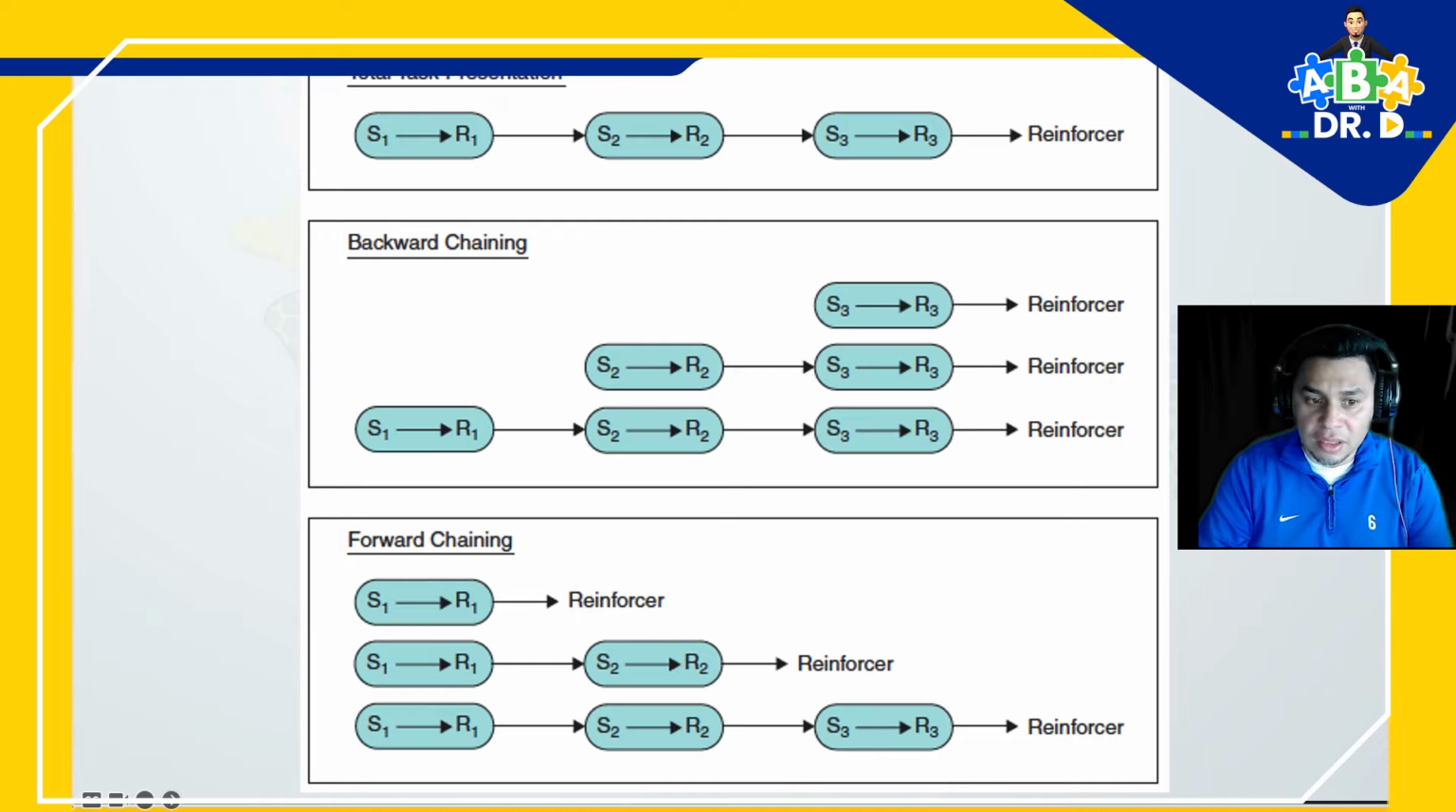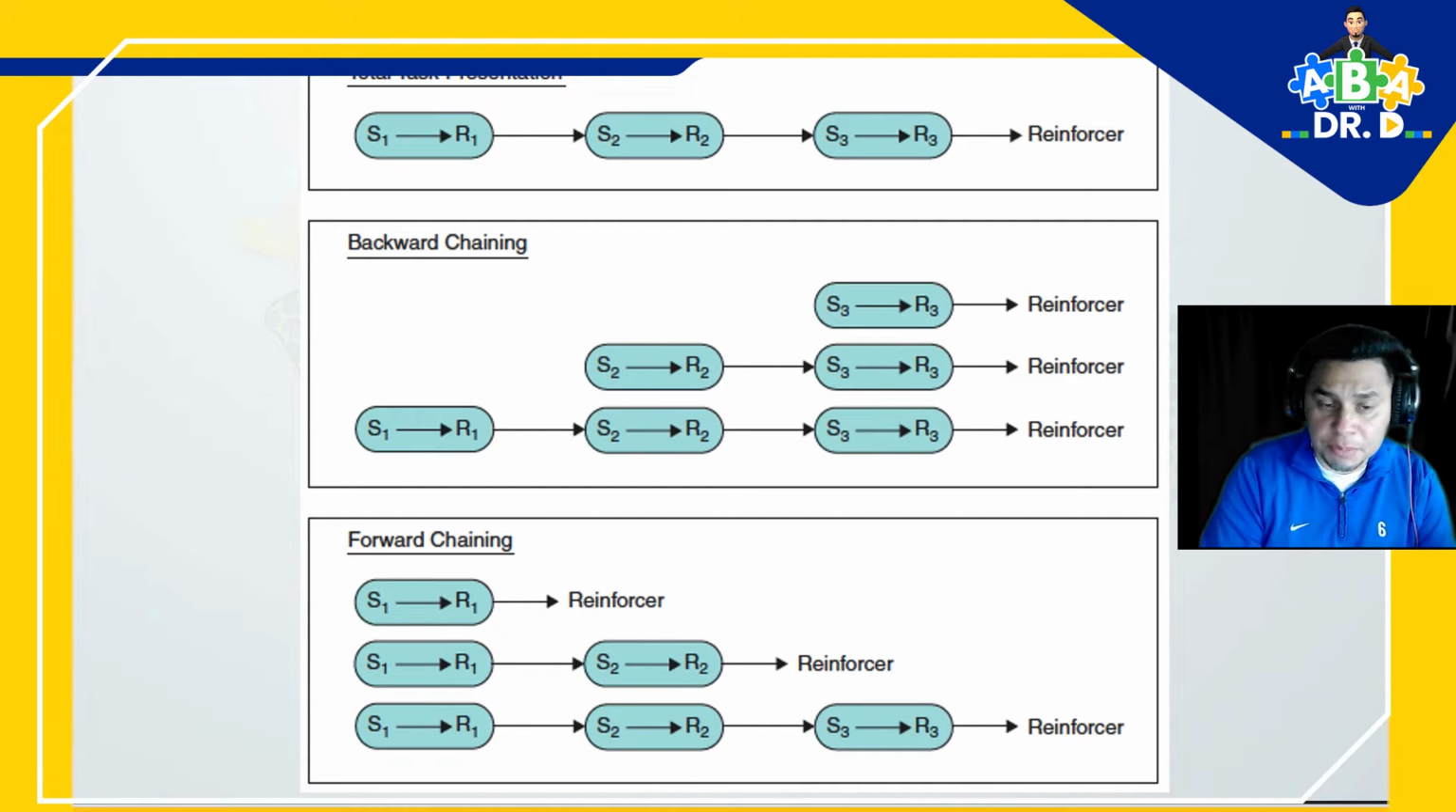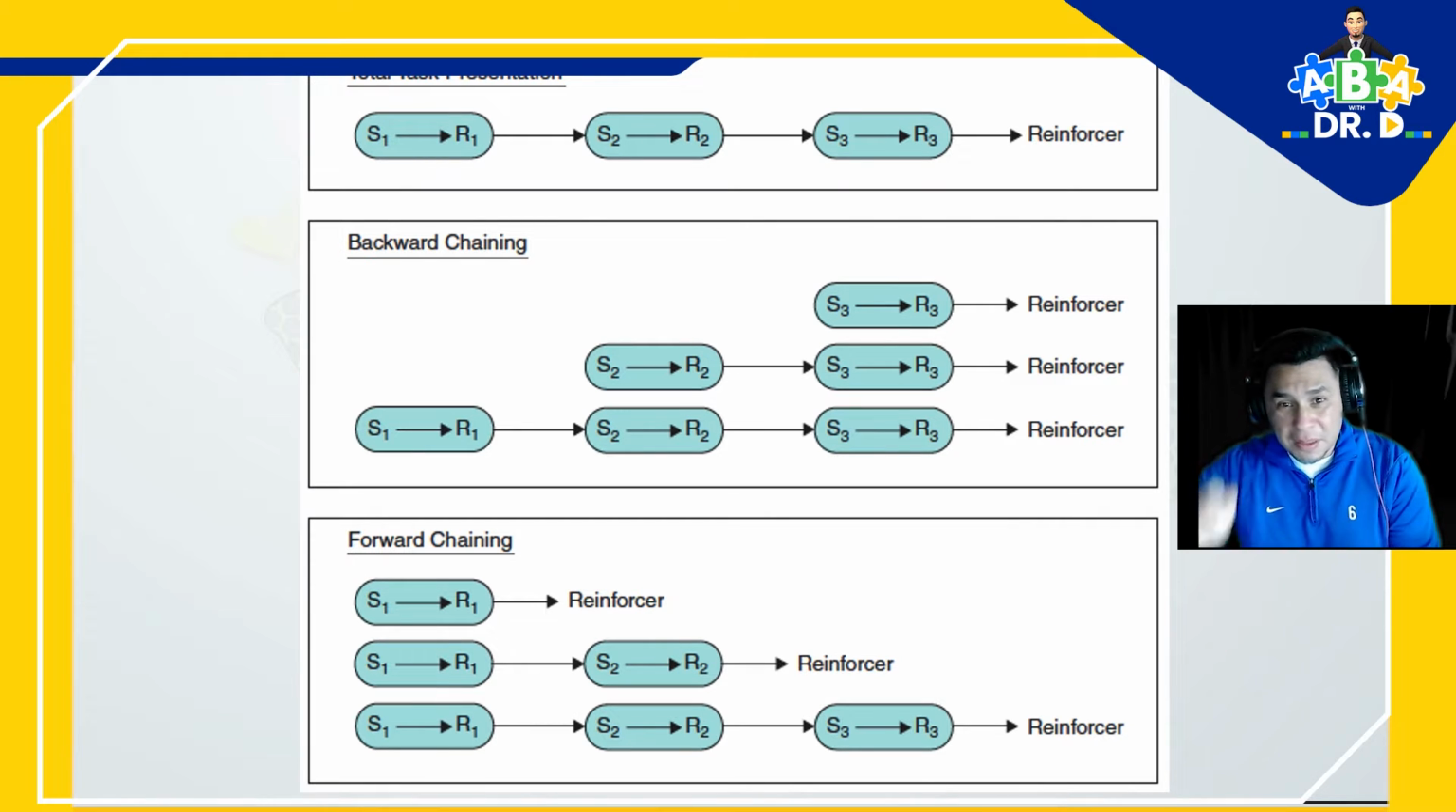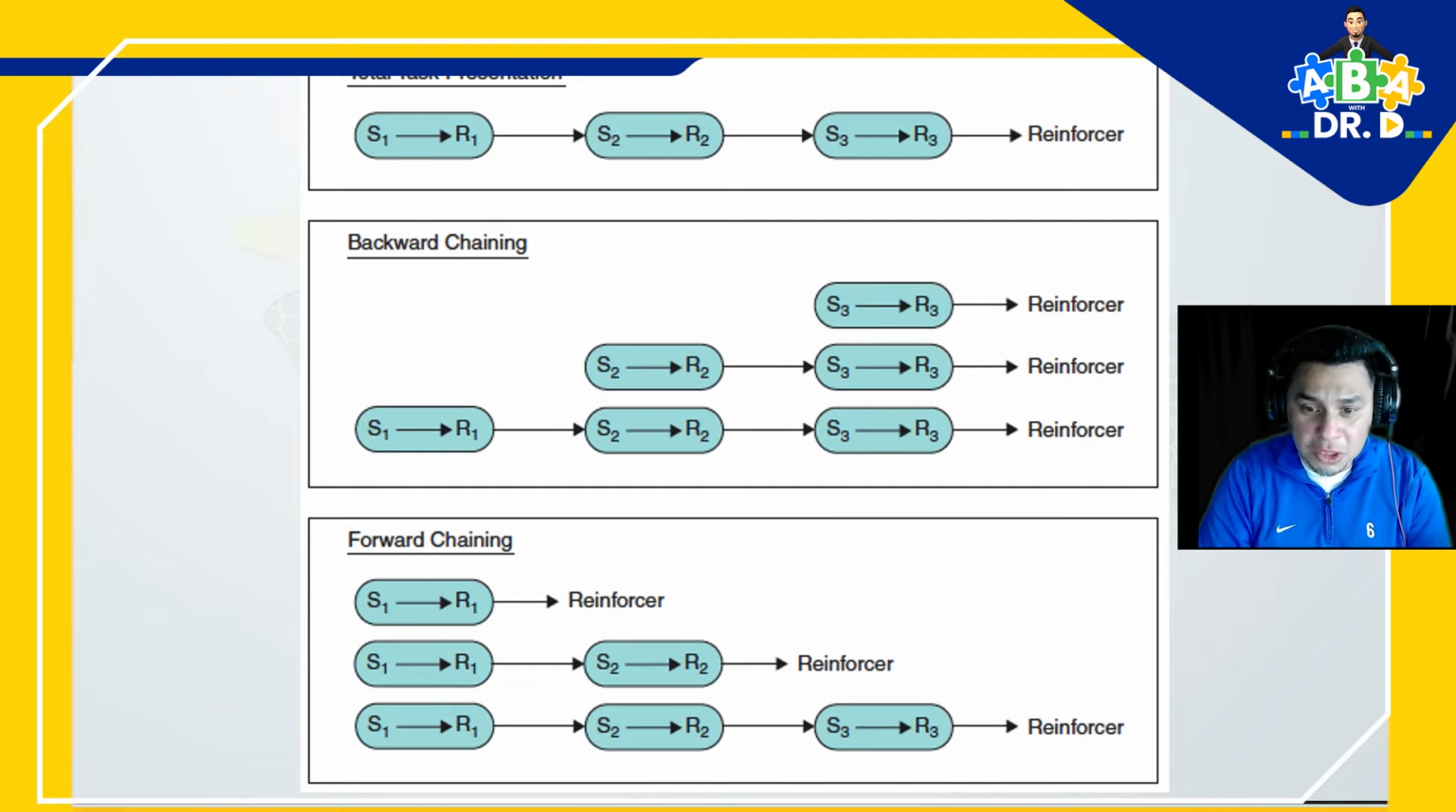So these are the overall differences. For total task presentation, we start from the top and go through the entire sequence, and then reinforcement is provided. So when you're prompting, you're working through all of the steps, and then you provide the reinforcement. With backward chaining, we start from the back, which is the very last step, and then we provide reinforcement.